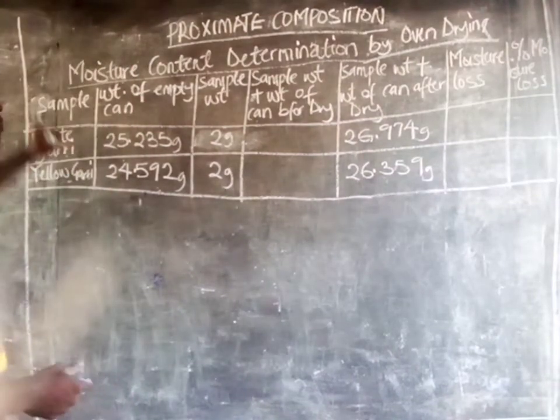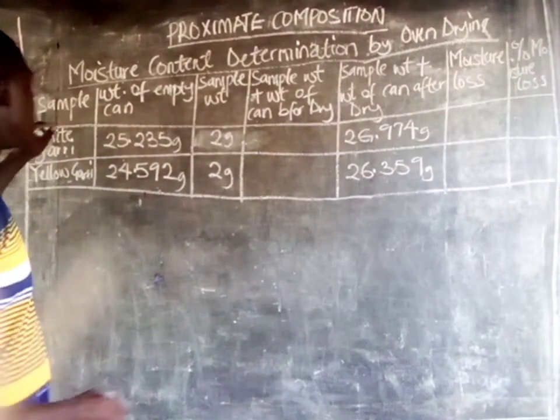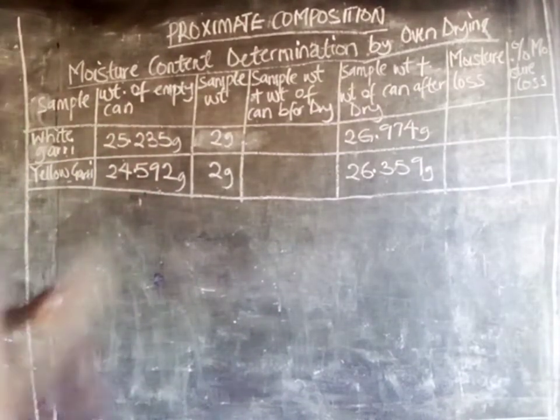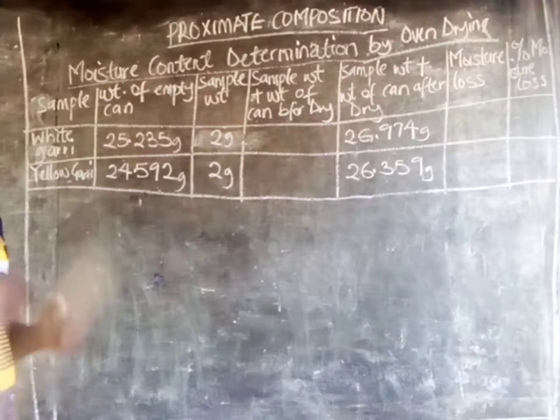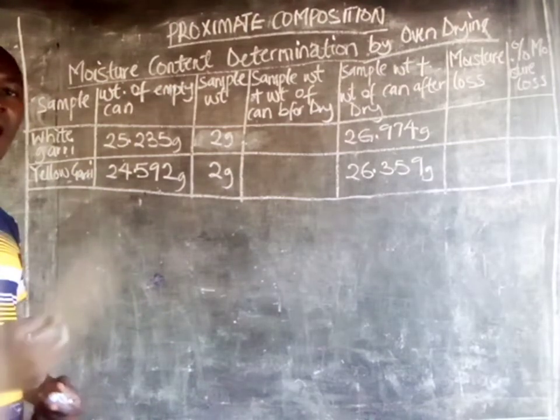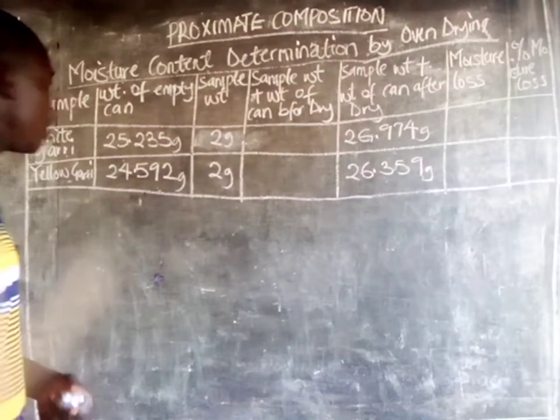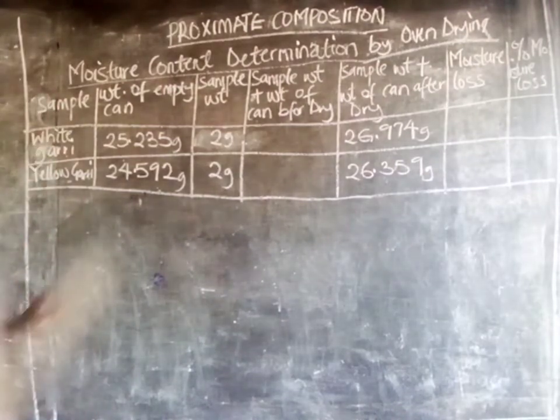And so in this table we have our sample, which is a food sample, but in this case we have white Gari and then we have yellow Gari. Now in this case we are trying to determine which of these food samples has a higher or a lower moisture content with respect to each other.